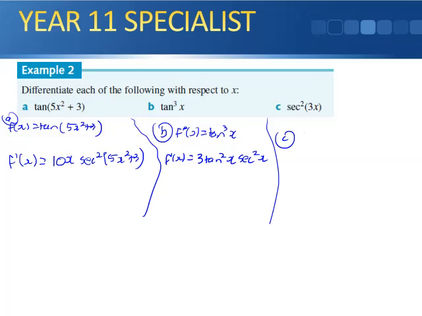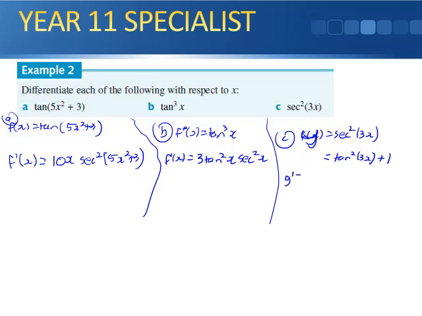And part C, again, I'll say f of x equals sec squared of 3x. Now this is a little bit harder, so I'll change that to y actually. Okay, so then I get, using the Pythagorean identity, that this becomes tan squared of 3x plus 1. I don't expect you guys to know that, so I'm going to differentiate that one there.